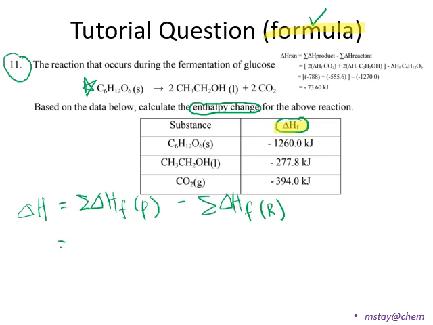Now we look at here, we have 2 moles of ethanol. So we will use 2 times negative 277.8, and then total up with the carbon dioxide, another product which also involves 2 moles. So we'll use 2 times negative 394.